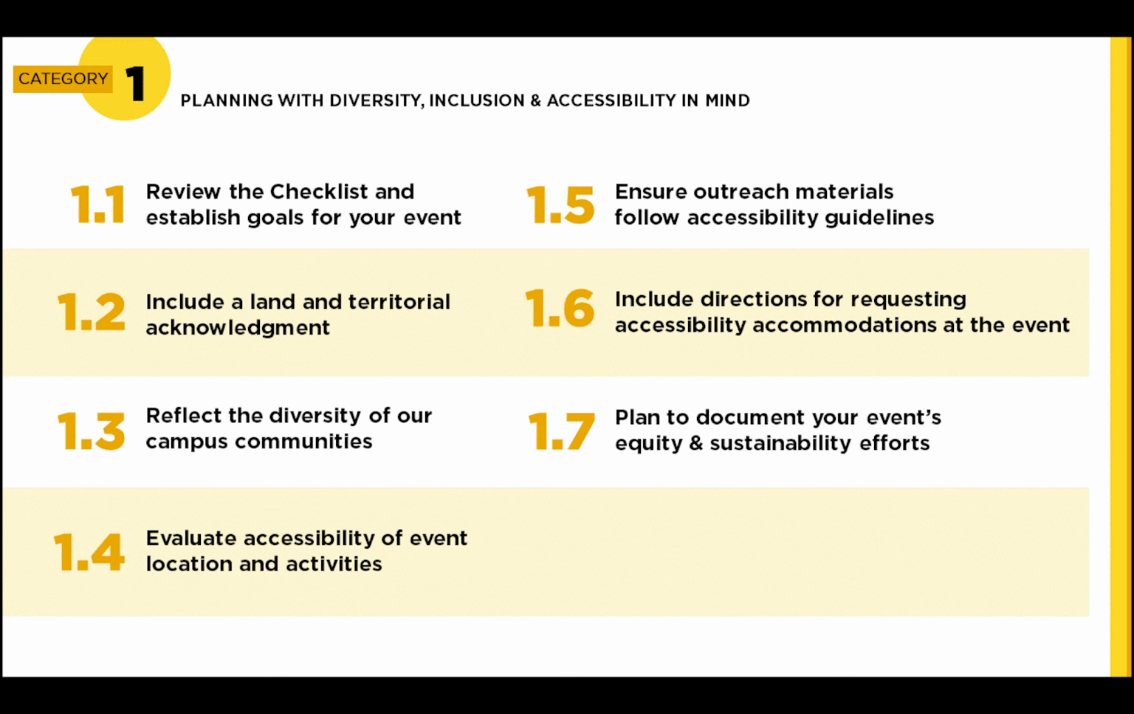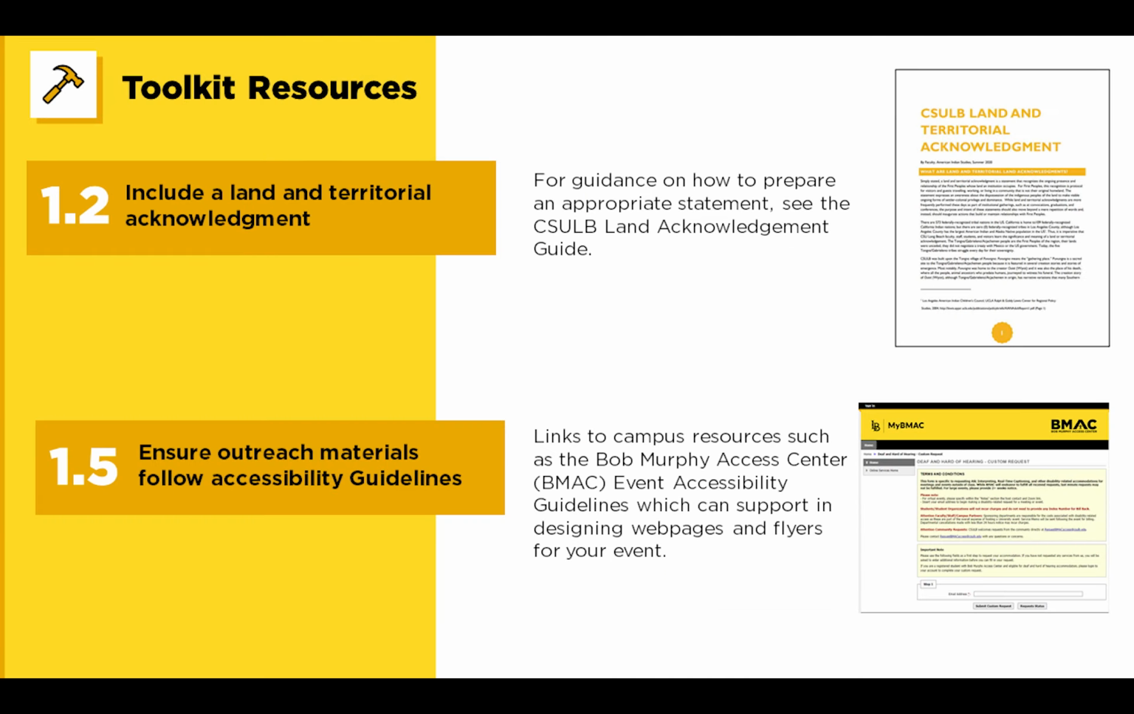As was mentioned in the introduction module, there's a companion toolkit that helps you with implementing strategies from the checklist. So a couple of examples of resources for Category 1 include sample language and guide for the land acknowledgement. So if you're preparing a land acknowledgement, you can use this resource to help you create one that will be appropriate.